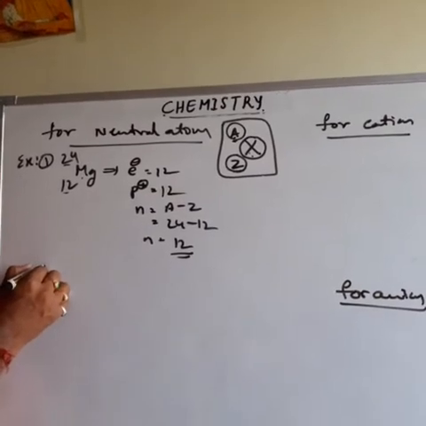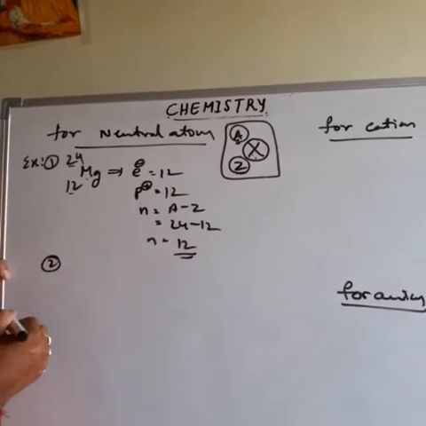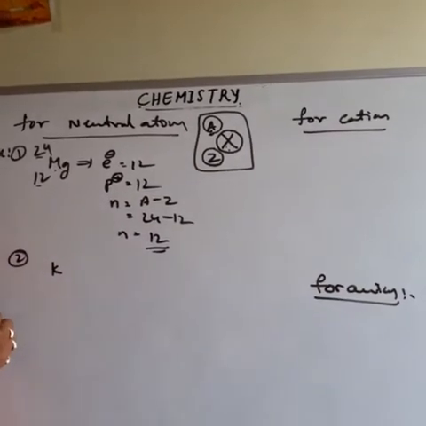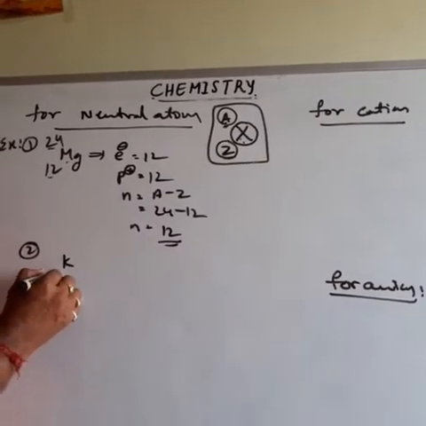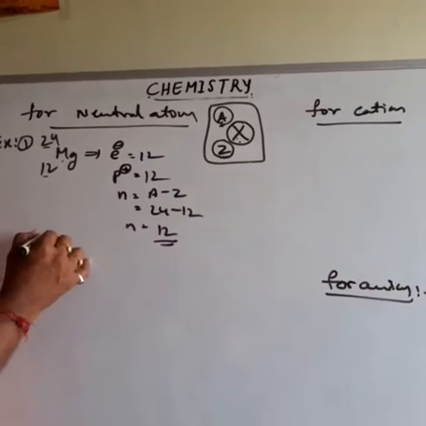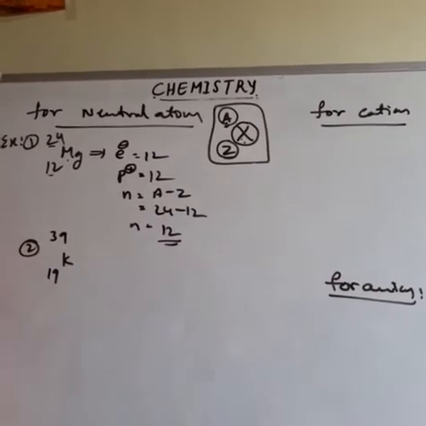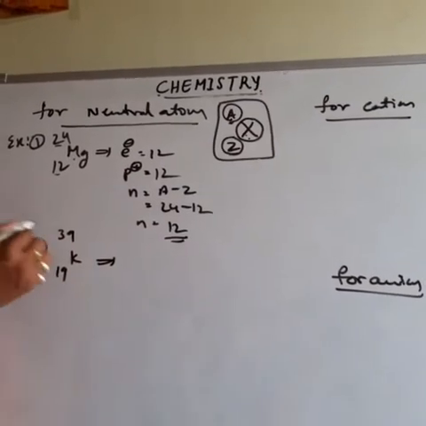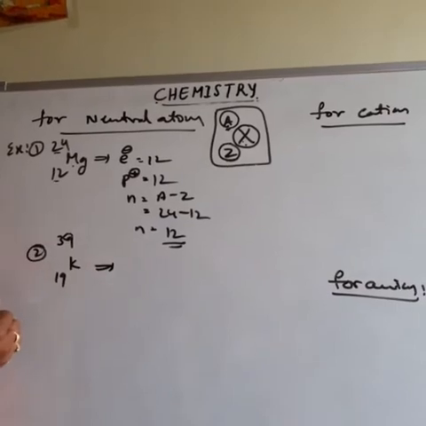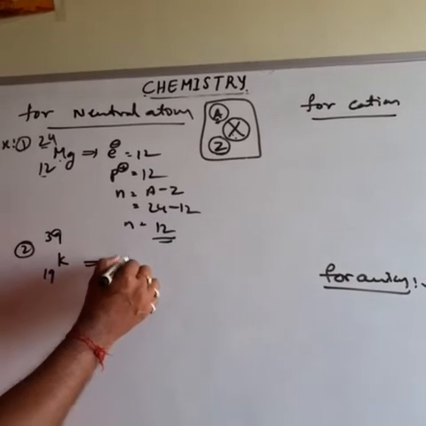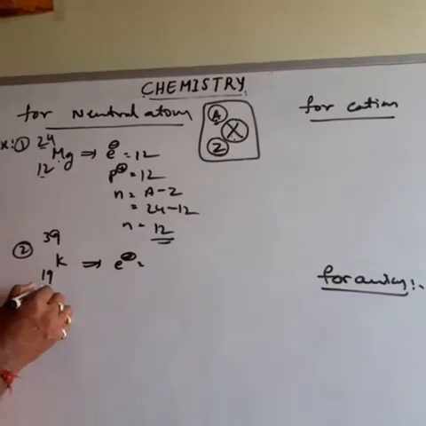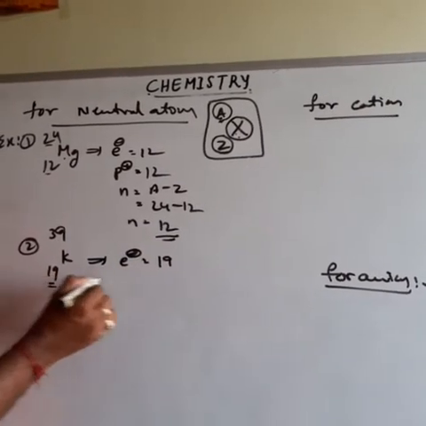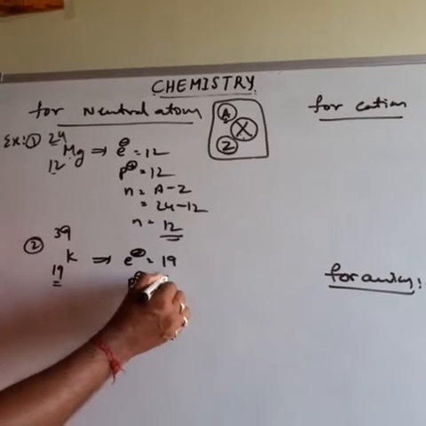Next, the second example. Take potassium. Potassium has atomic number 19 and mass number 39. Let us find the total number of electrons, protons and neutrons present in potassium. The number of electrons is equal to the atomic number, 19. So 19 electrons. Proton number is also equal to the atomic number, so proton number is 19.